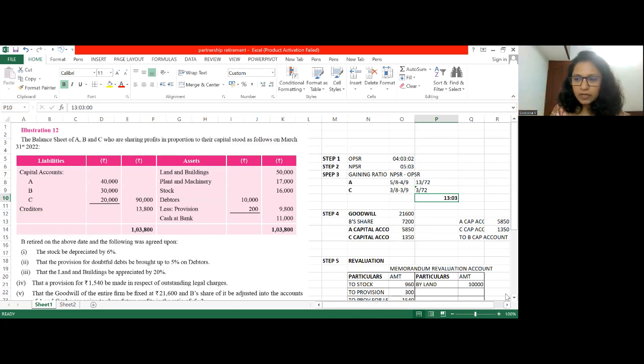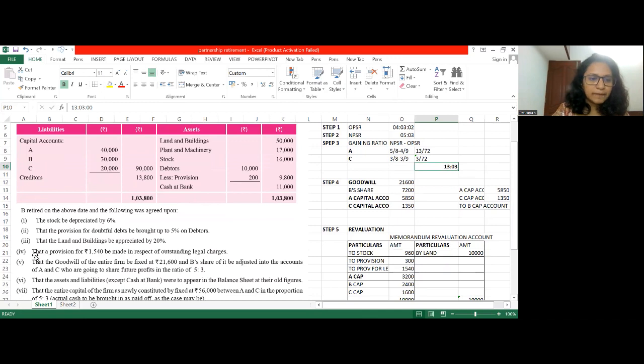So we are going and seeing where is the goodwill adjustment. Goodwill of the entire firm is fixed at 21,600. So for the total firm, the goodwill is 21,600. In this 21,600, B's share is to be adjusted into the account of A and C, who are going to share the profits in 5:3. So we are going to do an adjustment through the capital account. Goodwill adjustment is going to be done through the capital account.